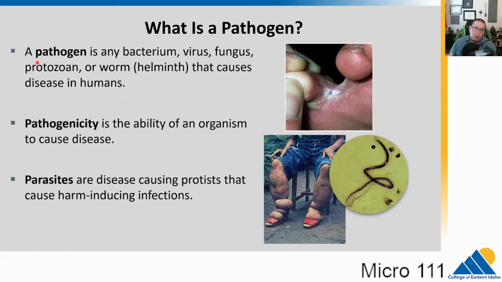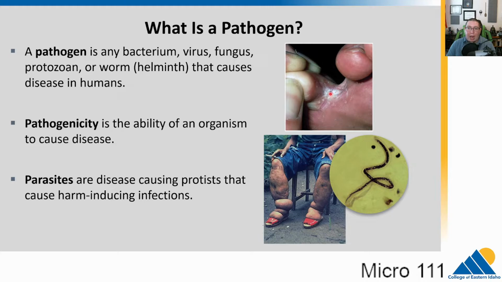Okay, here's the critical term. Pathogen, right? I've talked about bacteria and microbes. Not all microbes are pathogens. In this case, a pathogen is any bacterium, virus, fungus, protozoa, or worm, which often get called helminths, that causes disease in humans. So here's some examples, right?